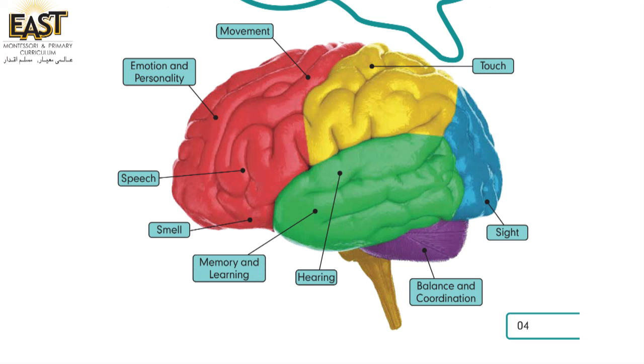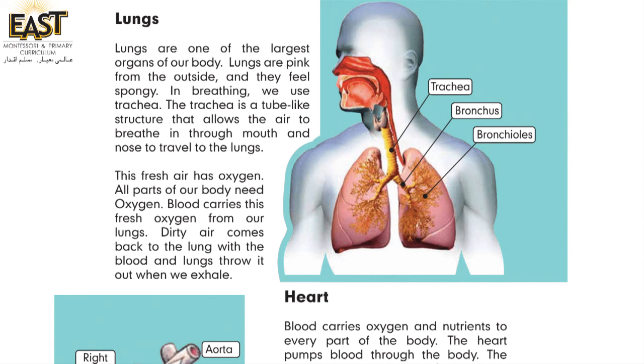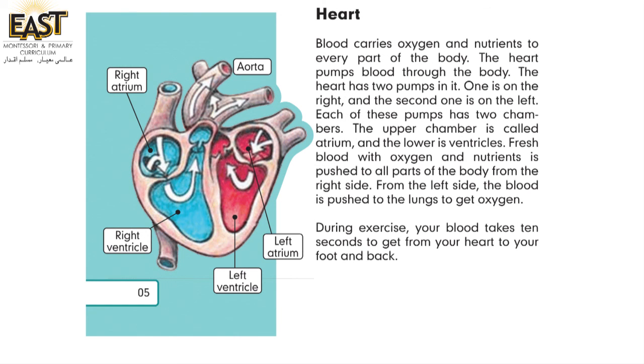Then we are on to page number 5, and lungs. Look at this picture first. Look at these lungs, 2 big balloons, trachea, bronchus and bronchioles. The small tiny ones are called bronchioles. You will read about lungs, what lungs do, and understand what they do. Your teacher will ask you what you have understood about lungs, and then about the heart, the different parts of your heart and how the heart works.